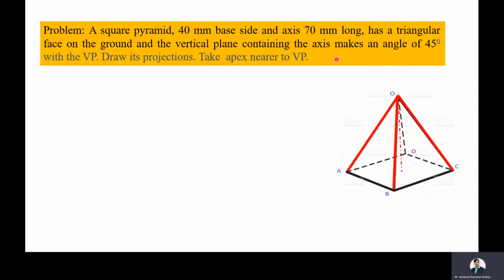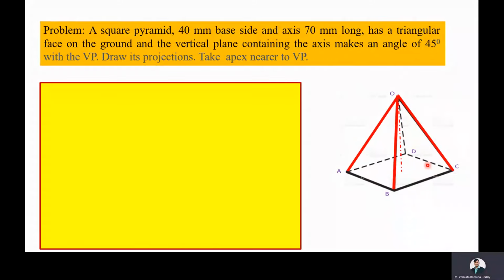Now we'll extract the data from the problem. It is a square pyramid and its base is a square and four corners of the base say A, B, C, D joined to a single point called apex and it is denoted here O. So here OA, OB, OC, OD are slant lines connecting the corners of the base as well as apex of the pyramid. And the lateral surface of the square pyramid is surrounded by four triangular faces.